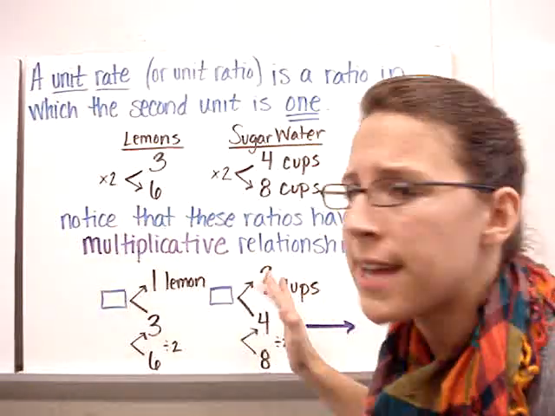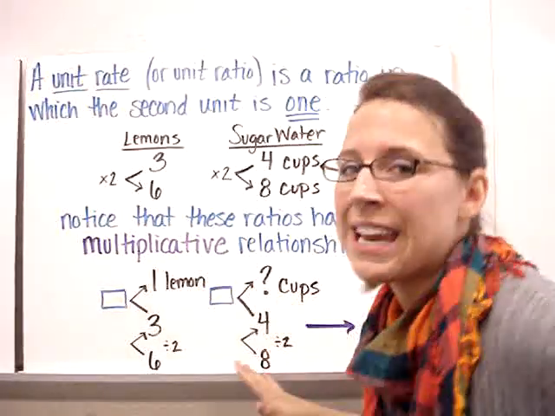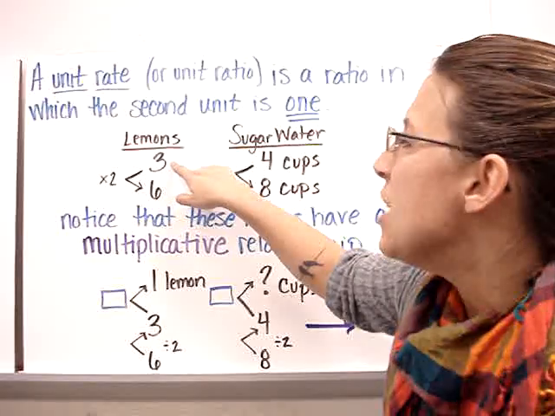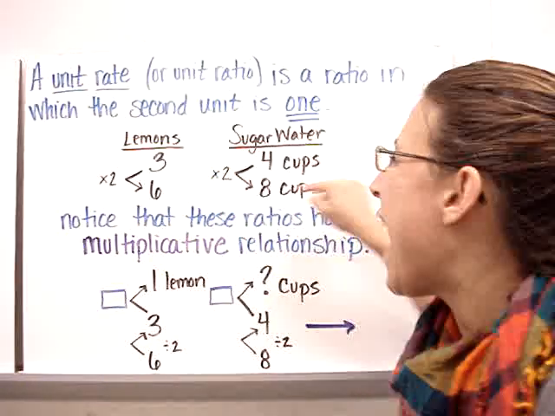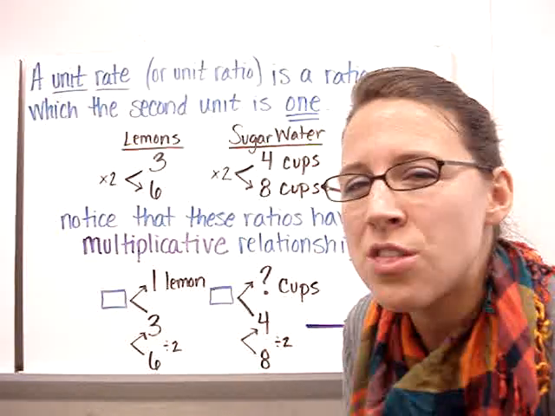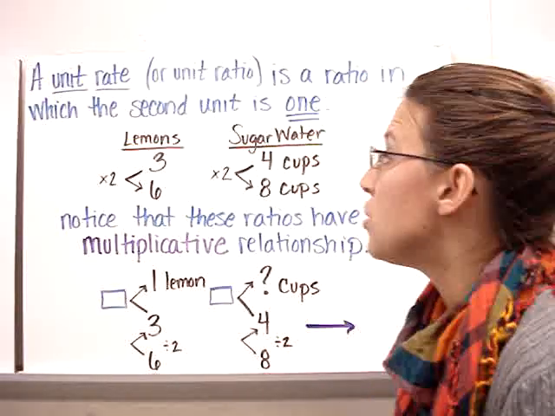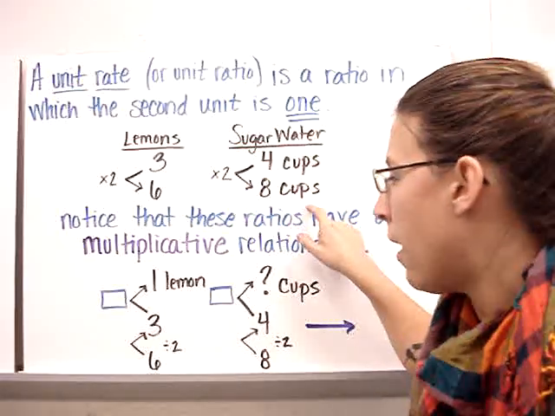So I want you to notice that this relationship here is a multiplicative relationship. I bring this to your attention because you could say I added 3 lemons here, right? But if I add 3 cups of sugar water, is that going to maintain the recipe? It's not. This is a multiplicative relationship. So if I multiplied by 2 to get there, I would need to multiply this by 2 as well.